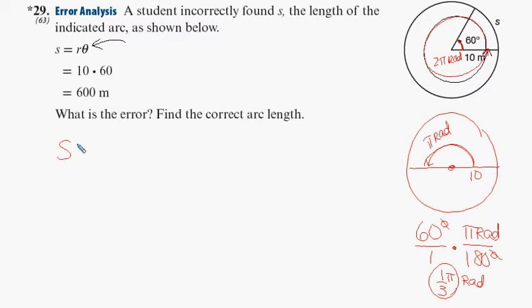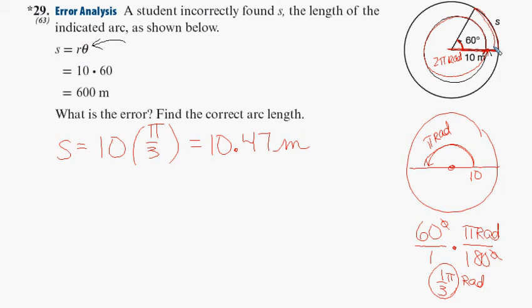So let's solve this problem correctly. The radius is 10, and so theta, the angle measure, is actually going to be pi over 3, okay? Now, if you do the calculation on that with your calculator, you should end up with 10.47 meters, which makes sense. If the radius was 10 meters, then this length here is just a little bit longer than the radius, okay?